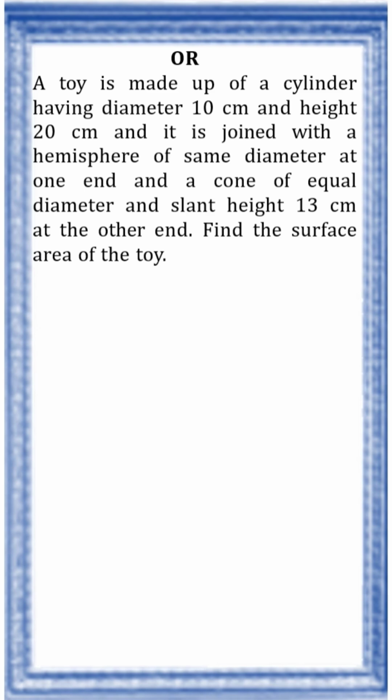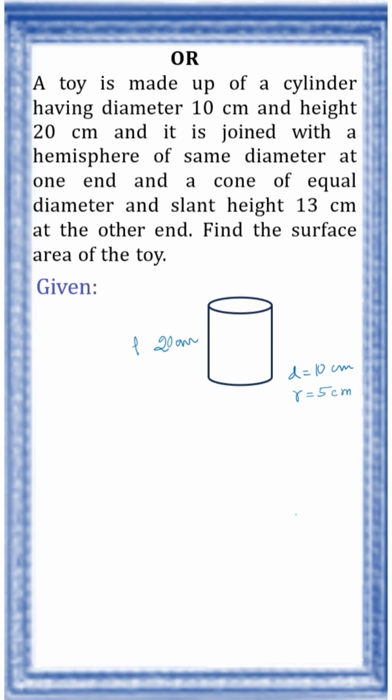Now the alternative question, whichever you find easy, you do it. A toy is made up of a cylinder having diameter 10 centimeter. Cylinder like this, its diameter is 10 centimeter. Then let us write it in the given. So radius is how much? 5 centimeter. And height 20 centimeter. H is equal to 20 centimeter. It is joined with a hemisphere of the same diameter at one end.